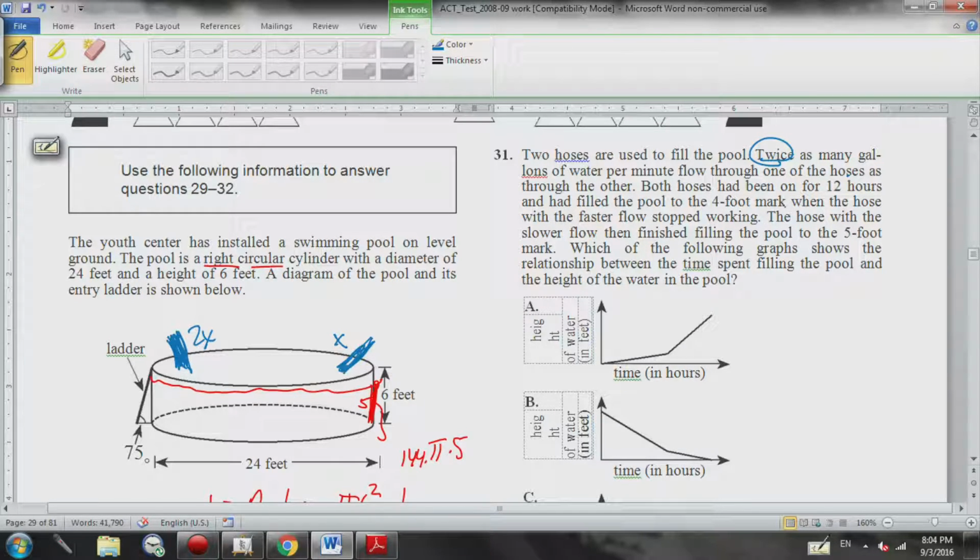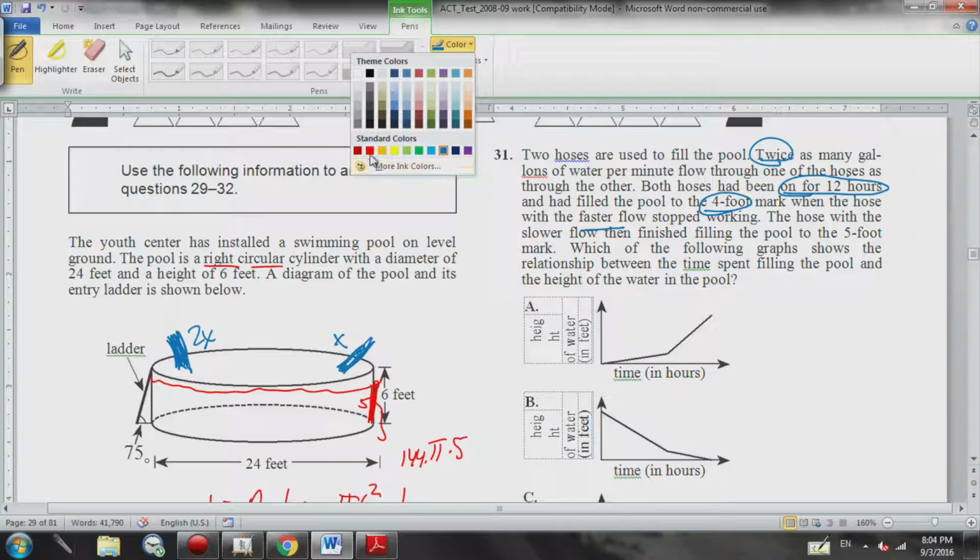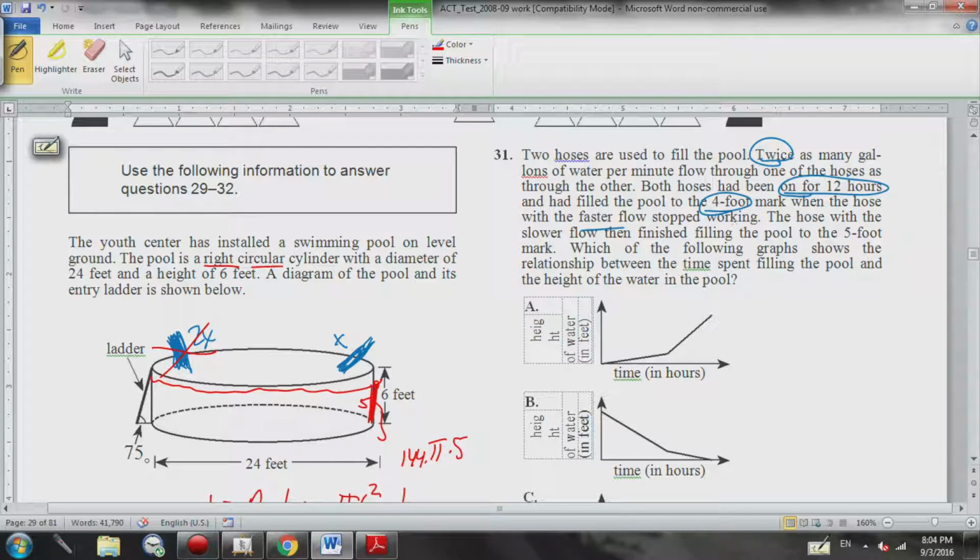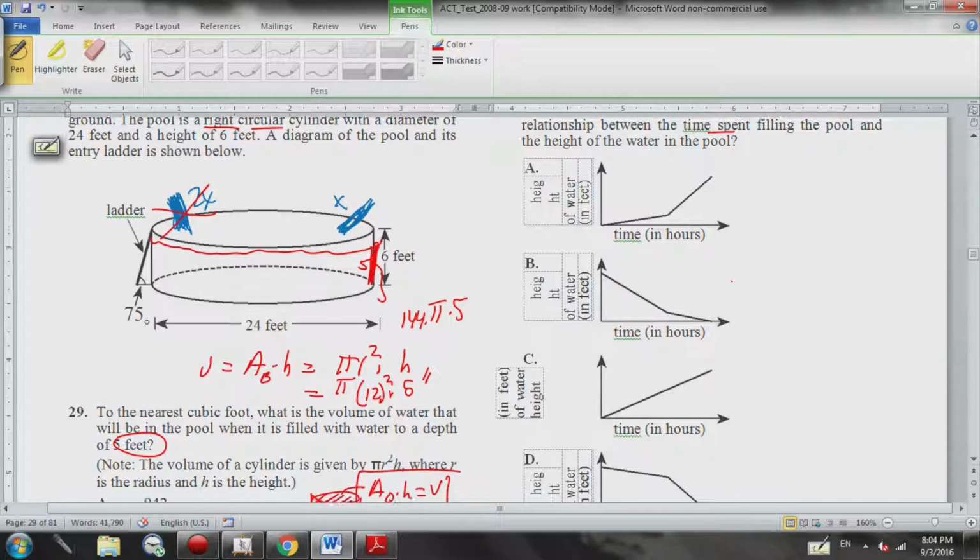Both hoses had been on for 12 hours and had filled the pool to the 4-foot mark when the hose with the faster flow rate stopped working. So the faster one gave out. The hose with the slower flow then finished filling the pool to the 5-foot mark. Which of the following graphs shows the relationship between the time spent filling the pool and the height of the water in the pool? Okay, so here are the graphs given.